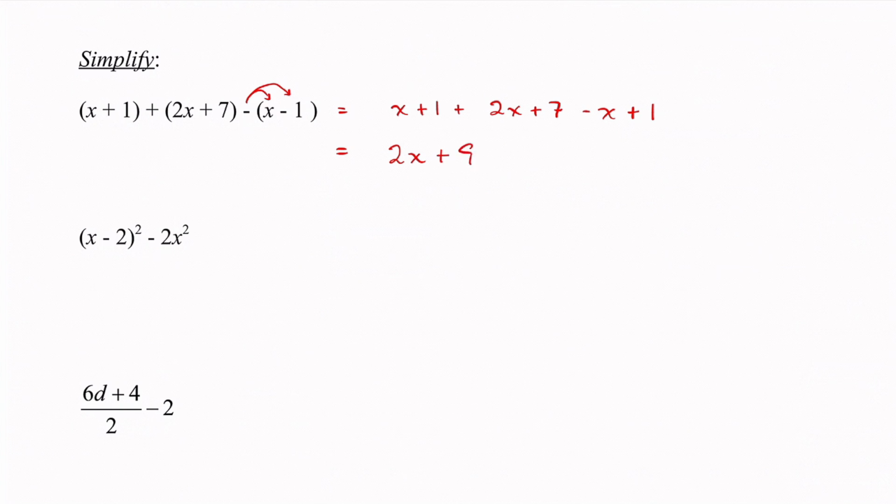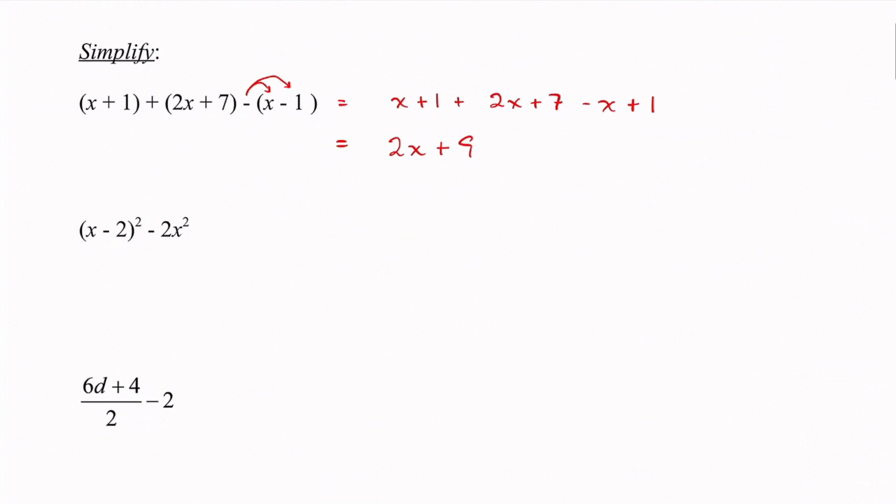In the next one, we got x minus 2 squared minus 2x squared. Whenever you have something squared like that, you're going to write it out twice. That way you're less likely to make a mistake, because a lot of people think they can just square the x and just square the 2, and that's not actually the case. It's close, but it's not quite right. And then we just had that minus 2x squared.